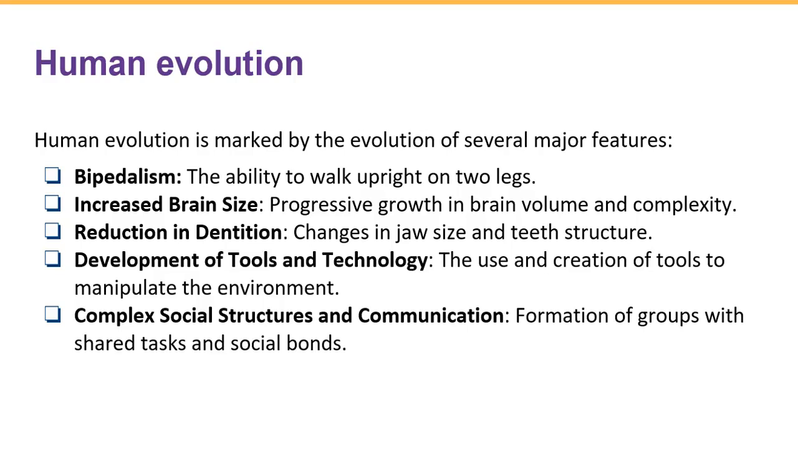Complex social structure and communication, so we form groups, share tasks, and communicate, which helps us survive and thrive together. So by looking at these features, we can see how humans have evolved in unique ways compared to our primate cousins.